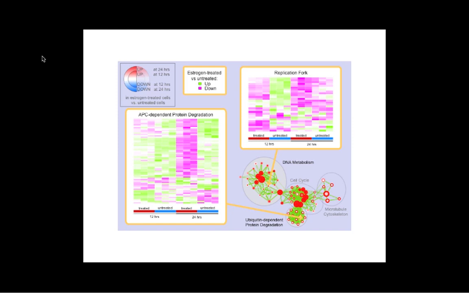Green means up and purple means down. So you can see here for this term that the protein degradation is up in both 12 hours treated and untreated. So there's no difference between treatment and control at 12 hours. But at 24 hours, the proteasome is down. So there's a big difference in treated and control.